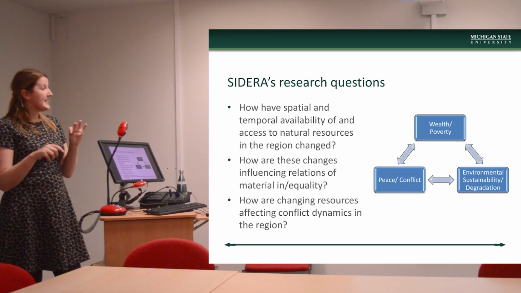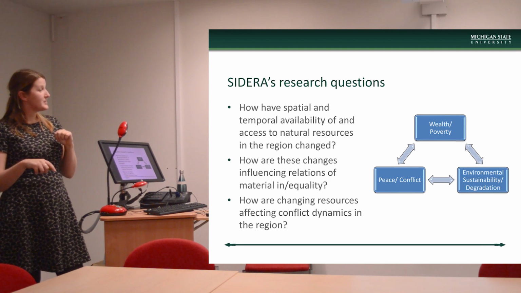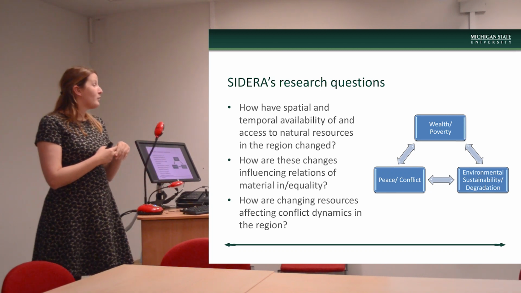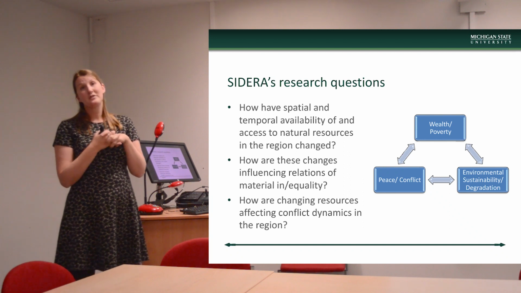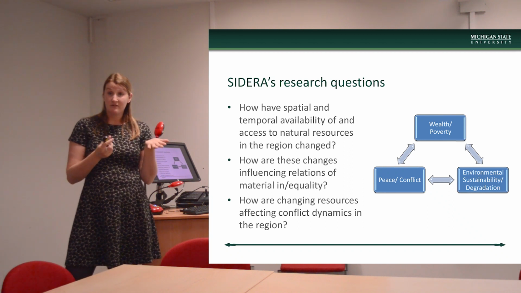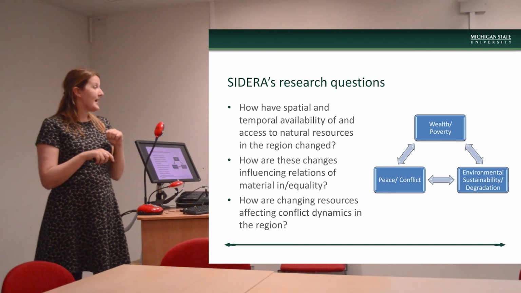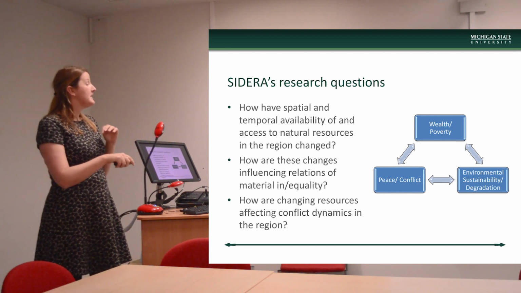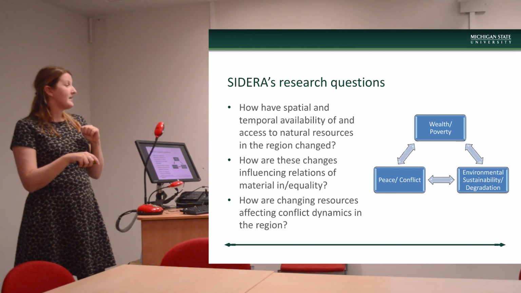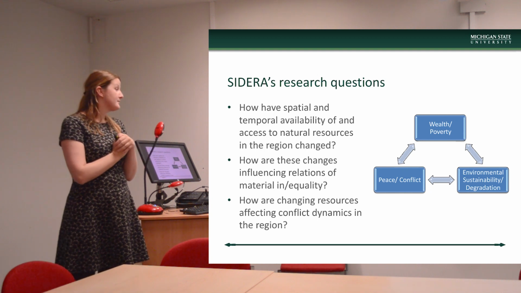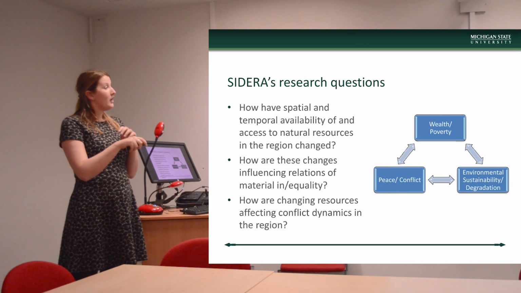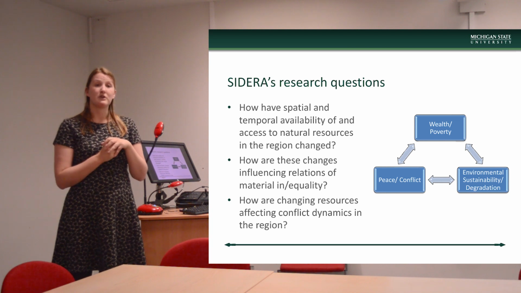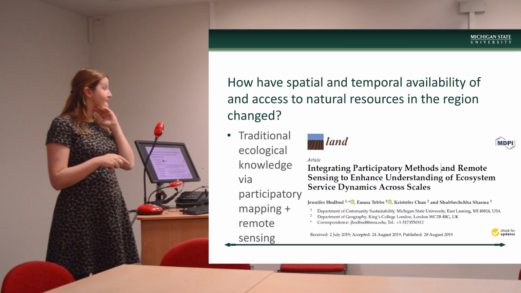So we split into 3 teams, and each had an overarching research question. I was running with Emma the environmental sustainability and degradation group. We were looking at whether the spatial and temporal availability of natural resources has changed in the region. Jed was looking at how that impacted wealth and poverty and measures of material inequality. And Mercy and Fana were looking at the impacts on peace and conflict within the region. The overarching theme was social ecological systems, and I was trying to stitch that together with the group to ask what this means for the system as a whole.